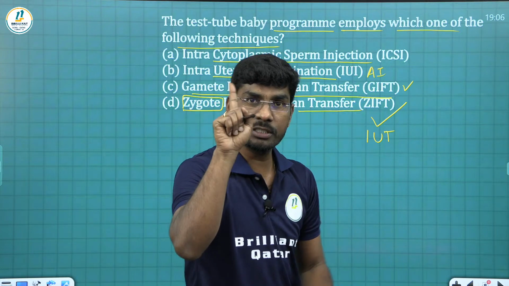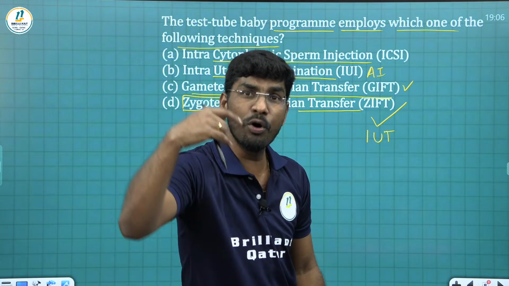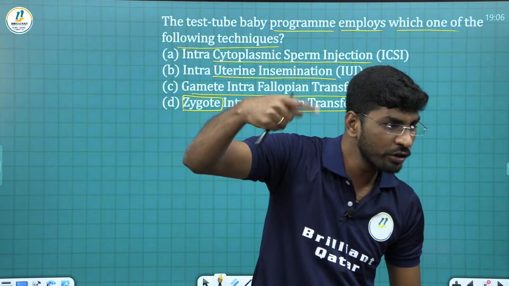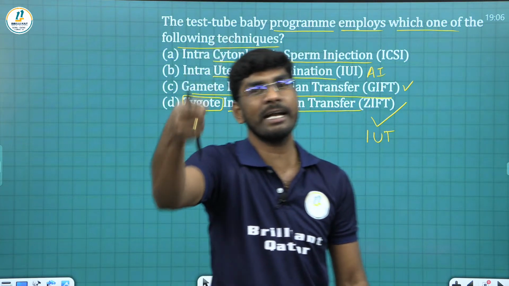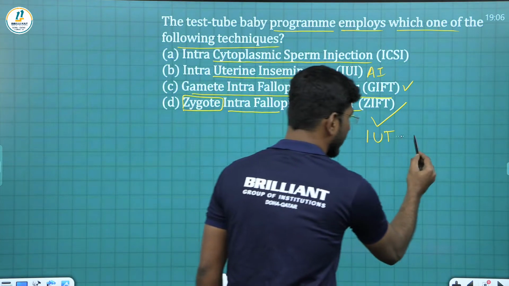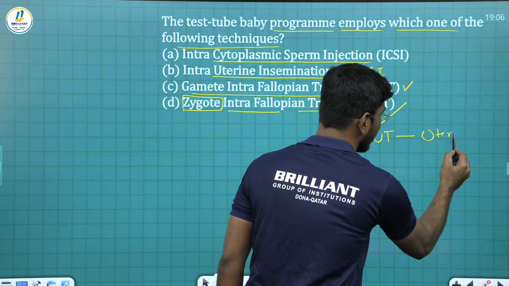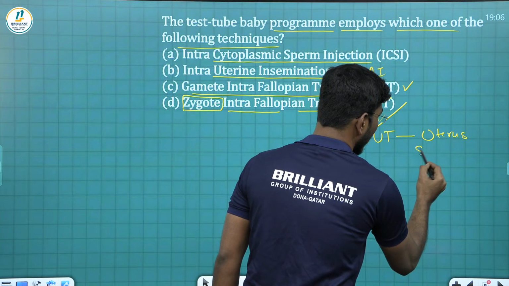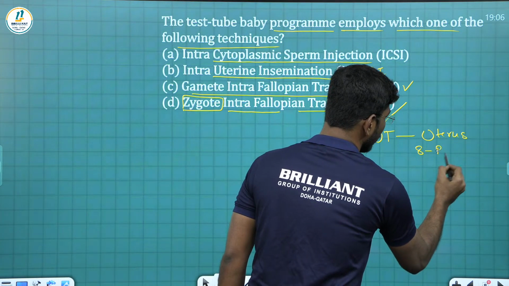Remember, this type of question can come. IUT is more than... good, very good. More than 8 blastomeres is IUT. That's why we transfer directly into the uterus. More than what, beta? 8. More than what? 8 blastomeres.